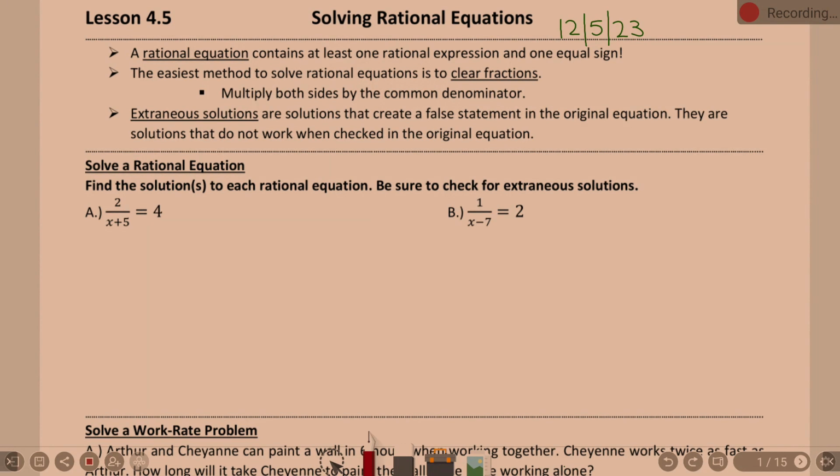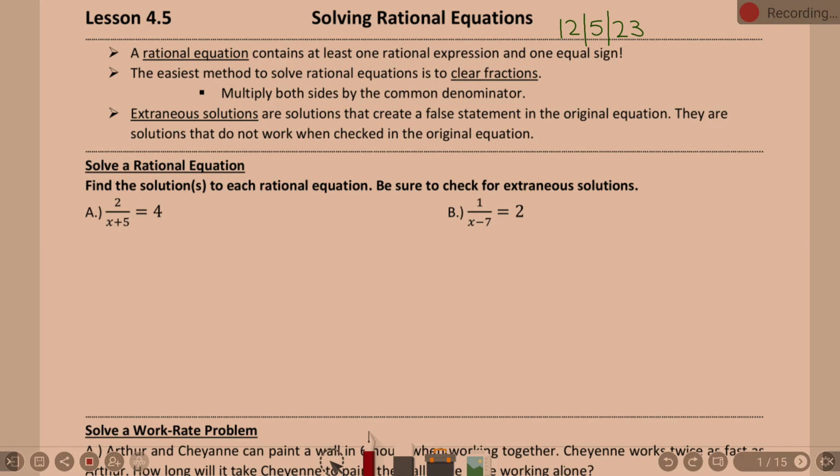4.5 is solving rational equations. When we talk about rational equations, realize a rational equation contains at least one rational expression. We've talked about rational expressions just being fractions, right? Fractions with variables in them. If you look at the equations on the back side of the paper that we'll eventually get to, they are equations with fractions in them, okay?